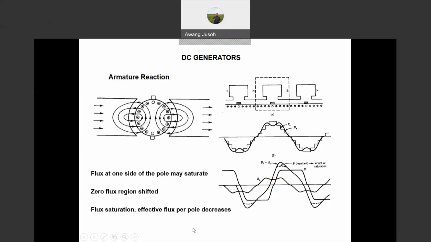Okay, that is the impact. So what is the main impact? The total flux will be decreased. The total flux in the pole will be decreased because of this impact, because of this MMFA. Which is not good. So armature reaction is something we don't want in the generator, but it exists because of the current flow.